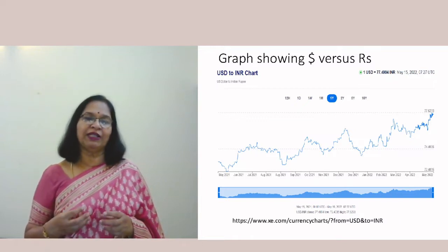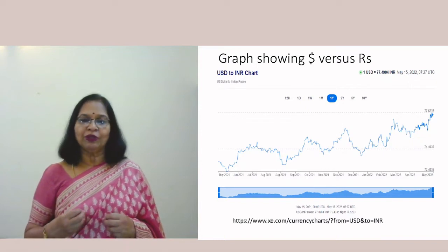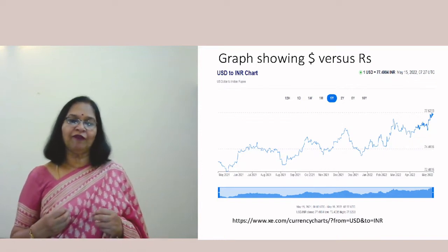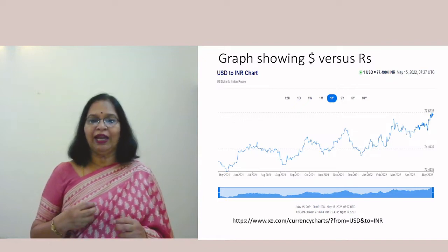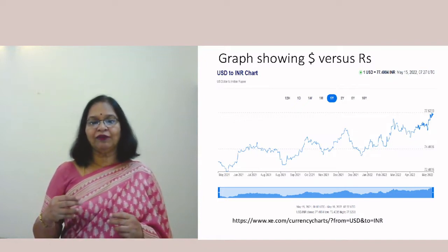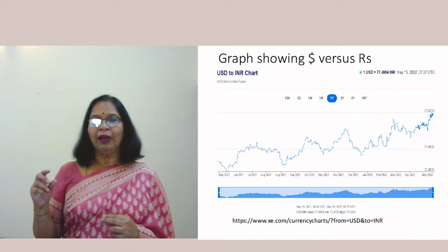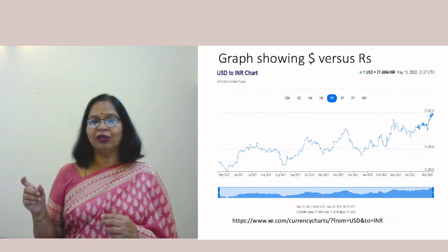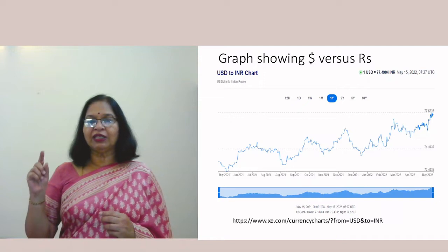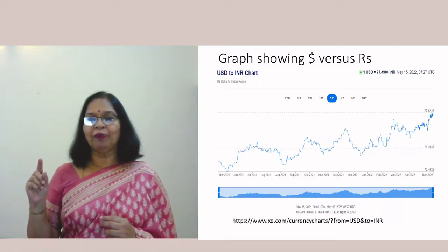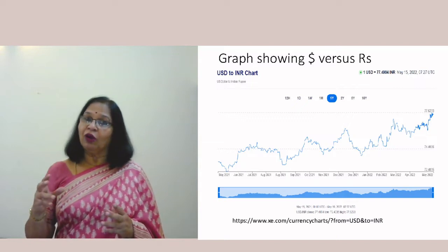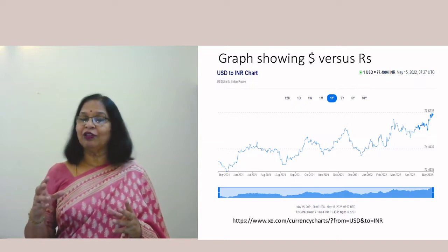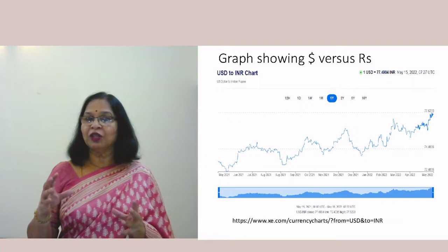The problem comes up when there is a persistent deficit in the balance of payment, which can cause the currency value to depreciate very low. So you can see how the rupee has behaved from May 21. The blue line is at a much lower level, and you can see how the curve has been moving up, and towards the right extreme you can see that it has reached its peak of 77.623 rupees.